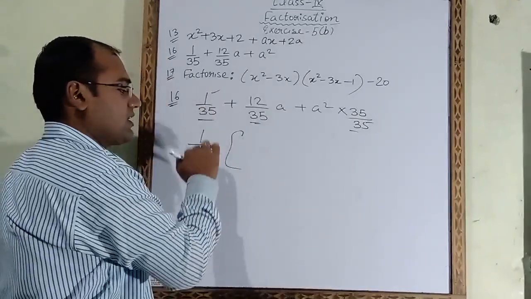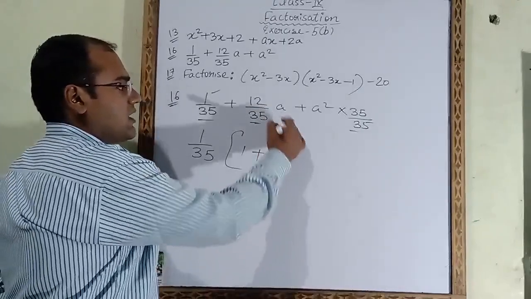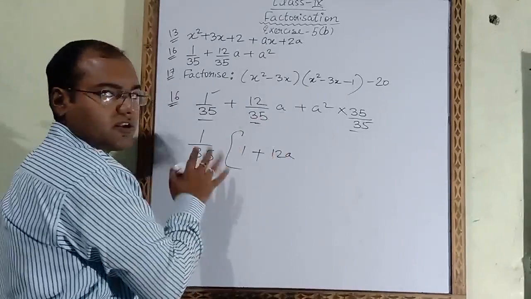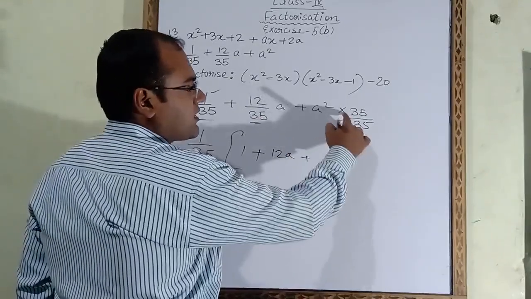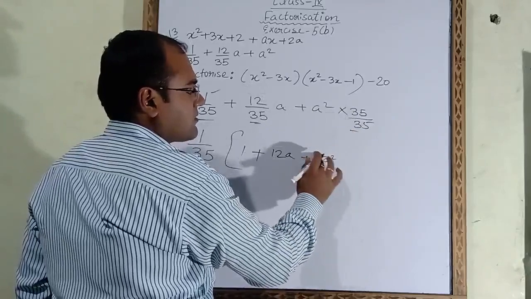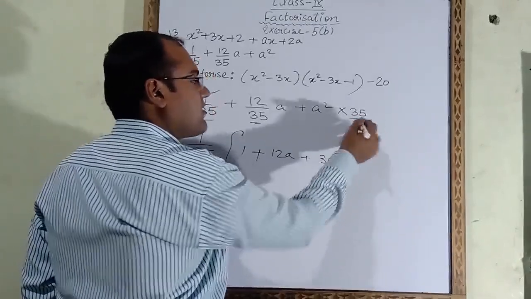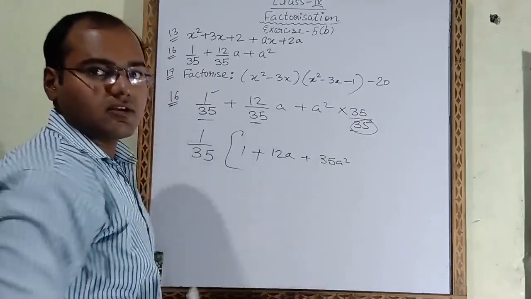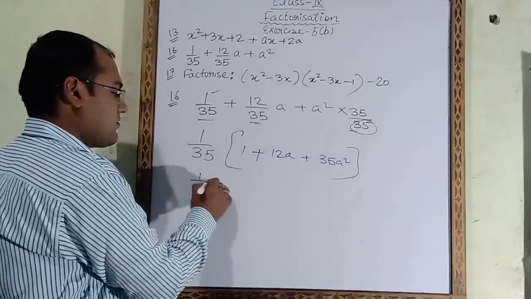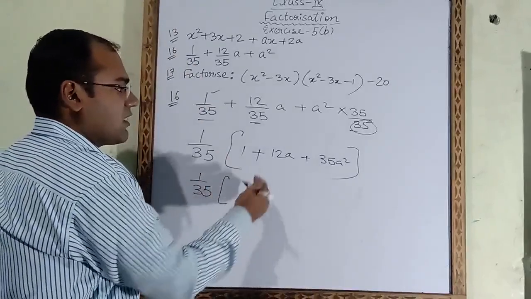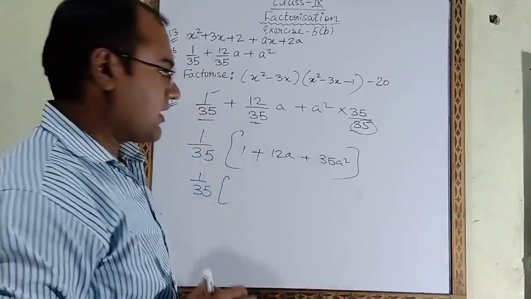1 upon 35 we have taken common, 1. 12 is remaining, a is remaining, upon 35 we have taken common, plus a square is remaining, 35a square is remaining. This 35 we have taken common, so we will not write in the denominator. Now this 1 upon 35 will be as it is. Now what you have to do, here you have to factorize it.